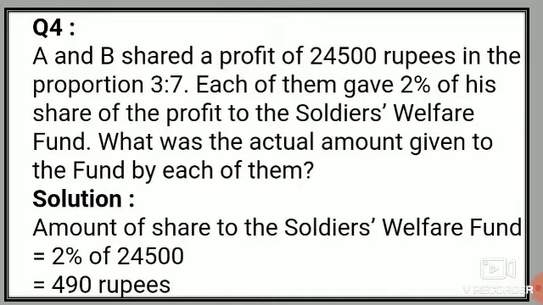So the amount of A's share to the Soldiers' Welfare Fund is 2% of 24,500, which is equal to 490 rupees. How to find it? First write down the 2% in fraction form, 2 upon 100 multiplied by 24,500. That amount will be 490.